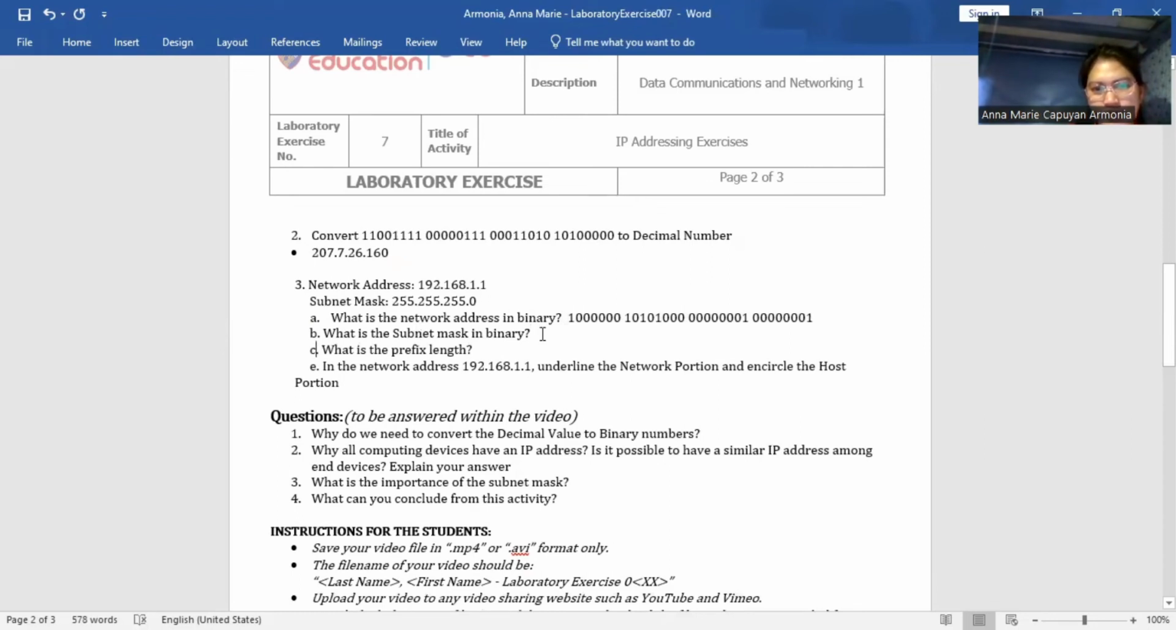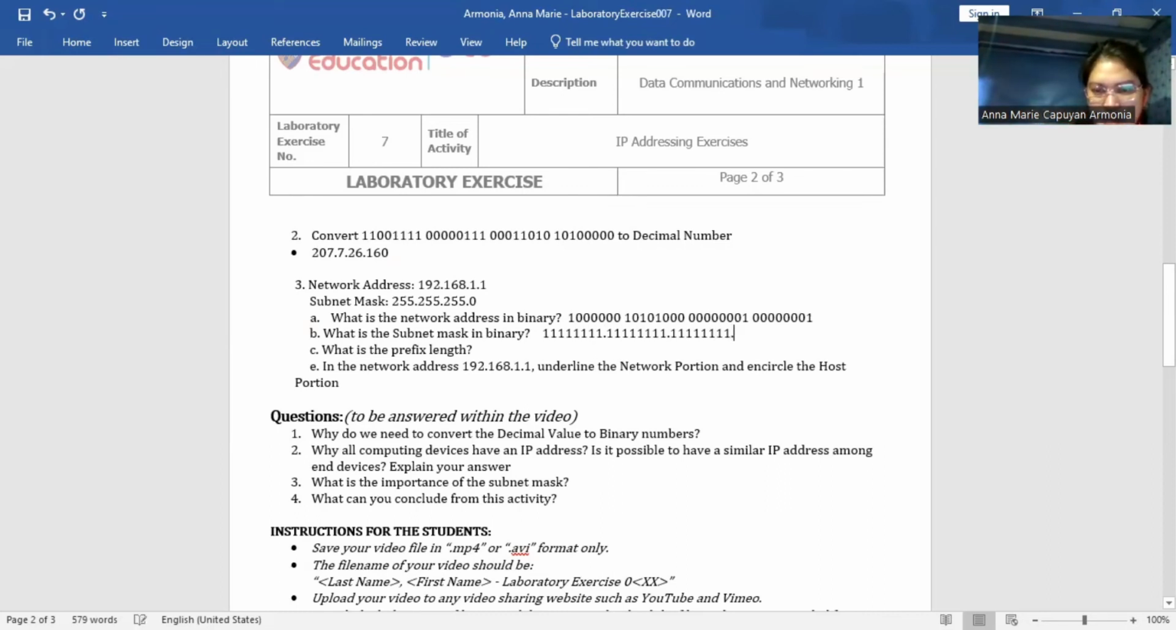So the subnet for this is 255.255.255. I have to do the same process with the binary. I have actually calculated it already. So I have here 1, 2, 3, 4, 5, 6, 7, 8. 1, 2, 3, 4, 5, 6, 7, 8. 1, 2, 3, 4, 5, 6, 7, 8. Since 255, 255, 255.